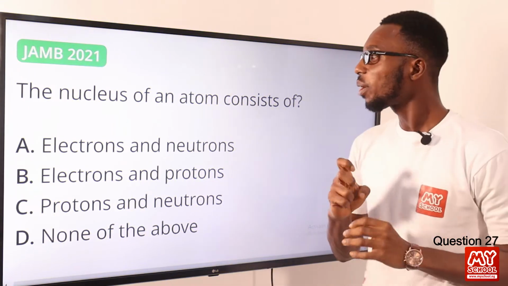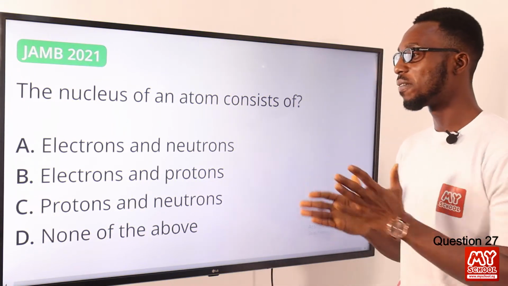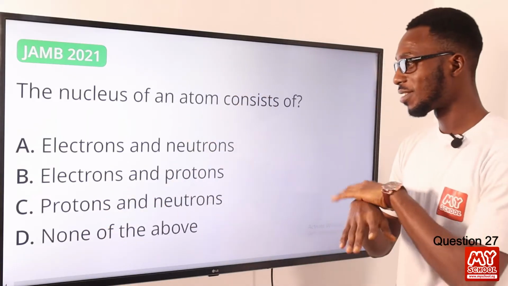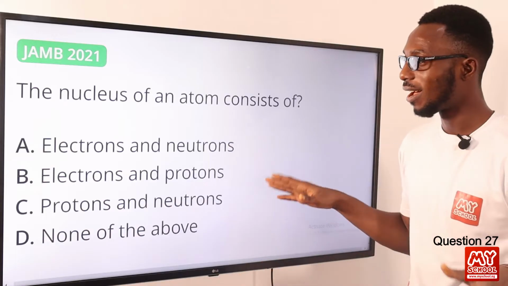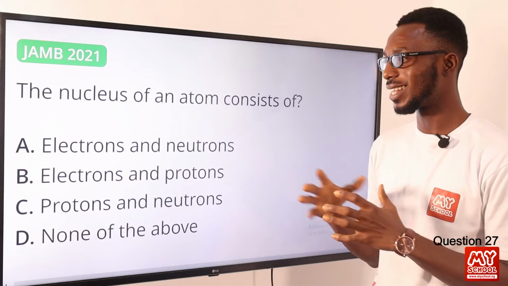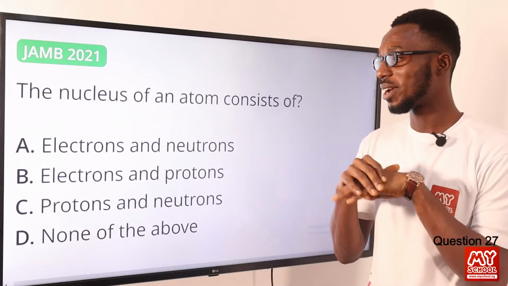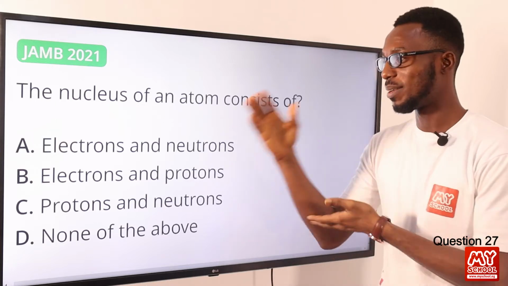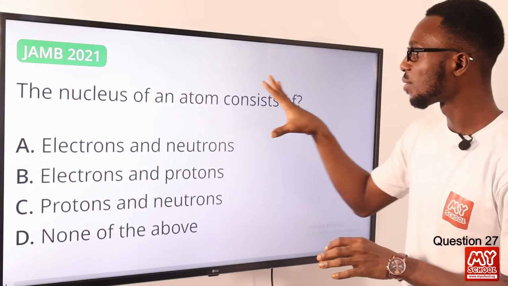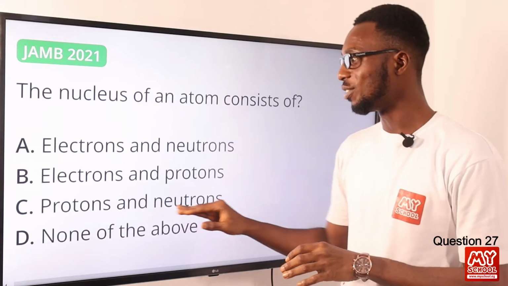27. The nucleus of an atom consists of the protons and the neutrons. Protons are positively charged, neutrons no charge. When it comes to electrons, they are negatively charged. That is why you realize that an atom is electrically neutral: the positive, the negative. All right, so the nucleus of an atom consists of protons and neutrons.